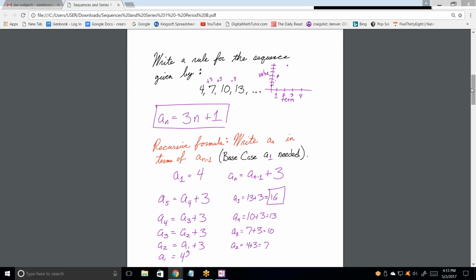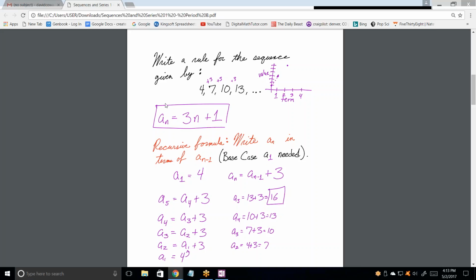What kind of sequence is this? Arithmetic? Which one? The 4, 7, 10, 13? Yeah, at the top of the page. Arithmetic, because every term is separated by the same amount. It's not multiplied, it's added. Arithmetic is addition going on, geometric is multiplication going on.